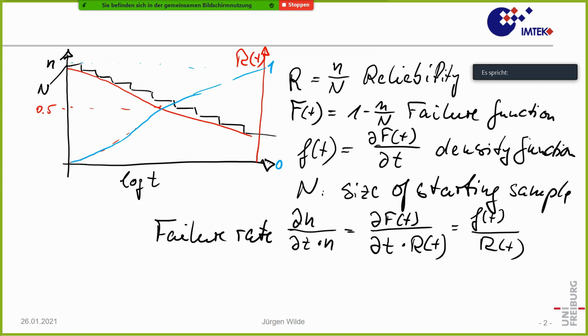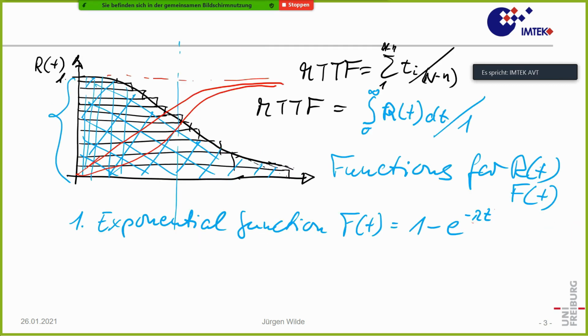When we speak in a more general way, when the failure rate is not constant, we call it with the letter h of t. Okay, but this we already know.